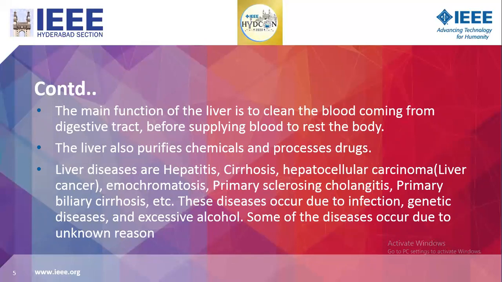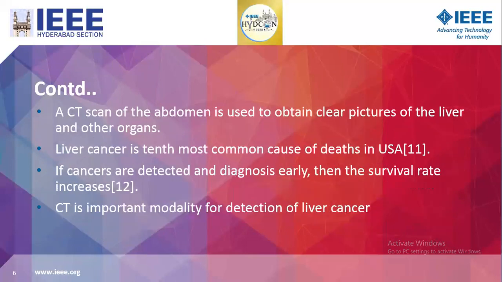These diseases occur due to infection, some of the diseases are due to genetic problems, and some occur due to excessive alcohol. Some diseases occur for unknown reasons. A CT scan of the abdomen is used to obtain a clear picture of the liver and other organs.